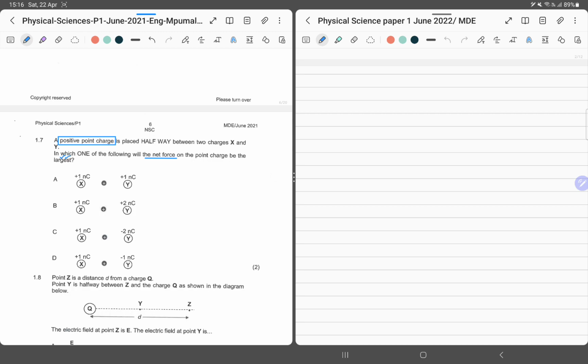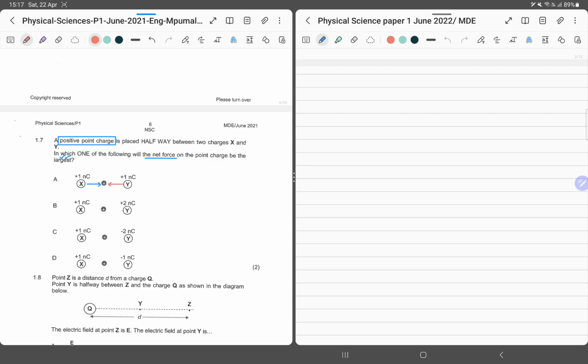So we want the greatest. Now let's think about it. This is all related to Coulomb's law. So what do we know? What would be the relationship of this charge and this positive point charge? They will repel each other. So this positive point charge will experience a force in that direction due to charge X. But it also experiences repulsion from that point charge, Y.